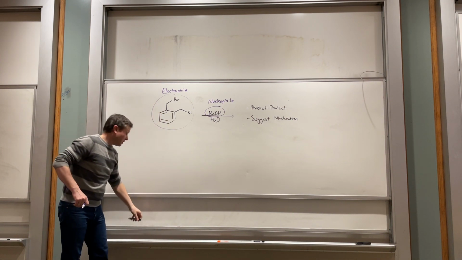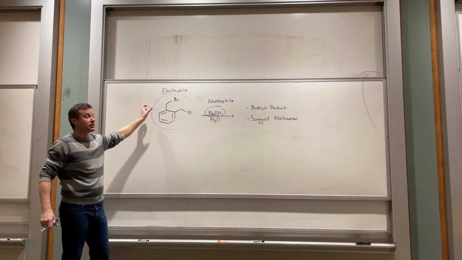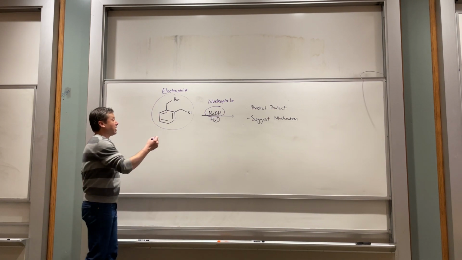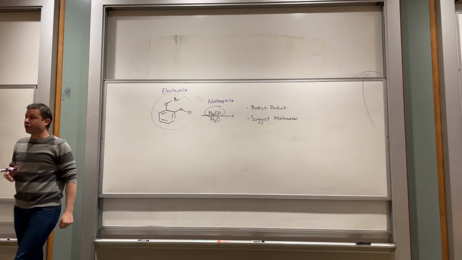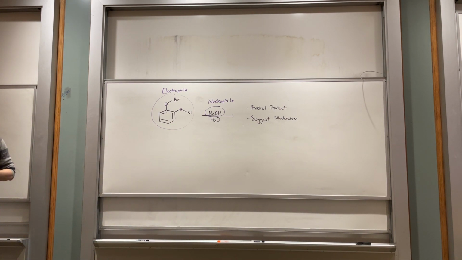Okay, and then the chlorobromide is going to be the electrophile. And on this, we have two electrophilic centers, right? Those two carbons are going to both be electrophilic. Right, so in terms of a first step, what is a reasonable first step for the mechanism?